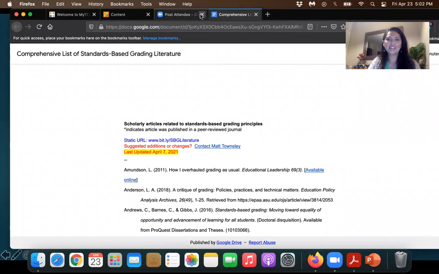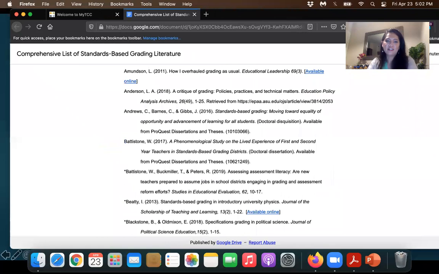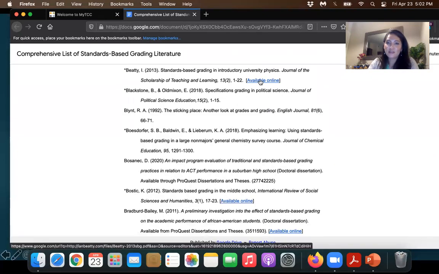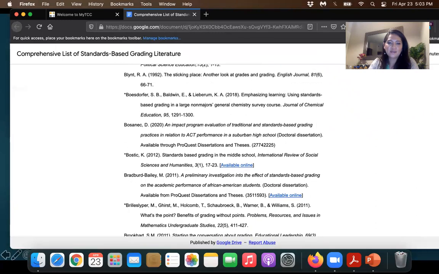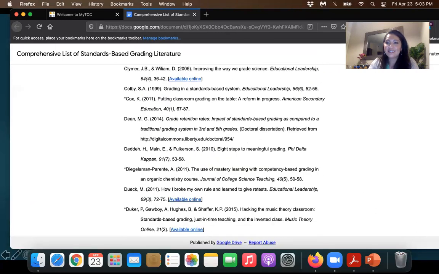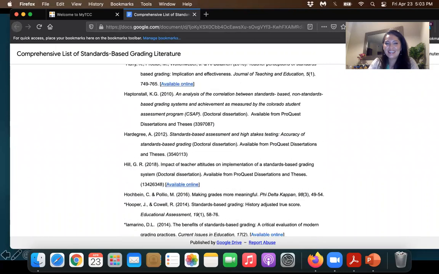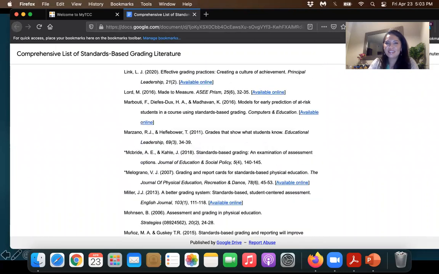I'm going to close some of these tabs here of scholarly articles. Now, I'm not going to go through these articles with you. Several of them are available online, so you can click here if you'd like to. But I just want you to see, I'm just going to scroll down so that you can see that there's a lot of research.